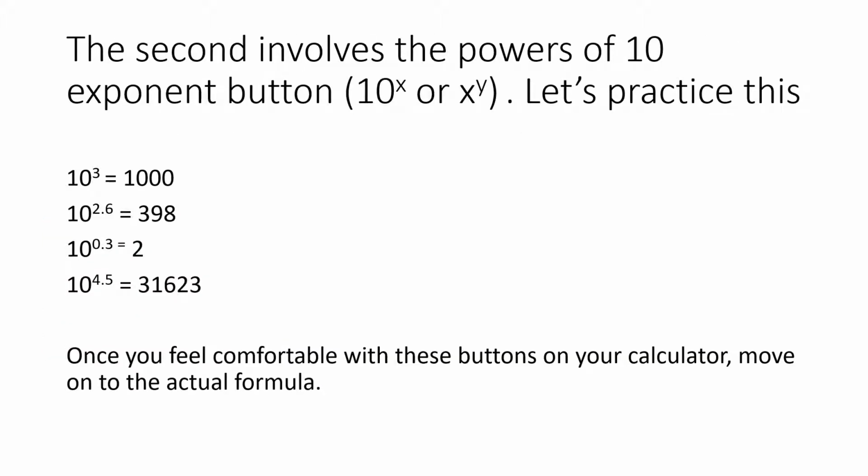The second form, the one where you solve for distance, involves powers of 10, the exponent button, which can be either a 10 to the x button or an x to the y button, where here x would be 10 and y would be whatever exponent you're trying to put in. So let's practice. Find your calculator and, using either one of these two buttons, calculate these four things and make sure that you get the same answers that I got here. Don't proceed with this PowerPoint until you've made sure that you can use both of those buttons on your calculator properly.